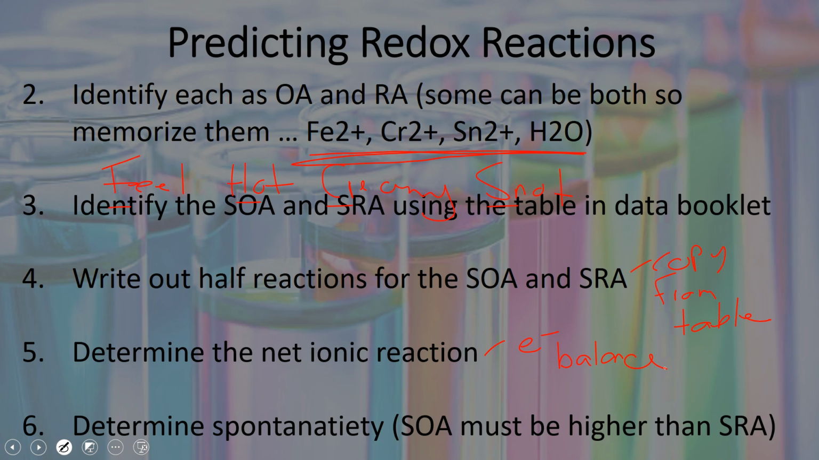Okay. And then the last thing you need to do is determine spontaneity. Just because you have something as the strong OA and the strong RA doesn't necessarily mean that they are going to automatically spontaneously react. You still have to say whether that reaction would be spontaneous or non-spontaneous. You can always make a reaction occur, but under the conditions on the data booklet, these reactions may not occur naturally.